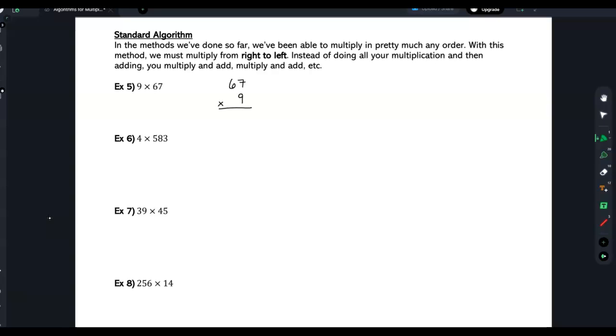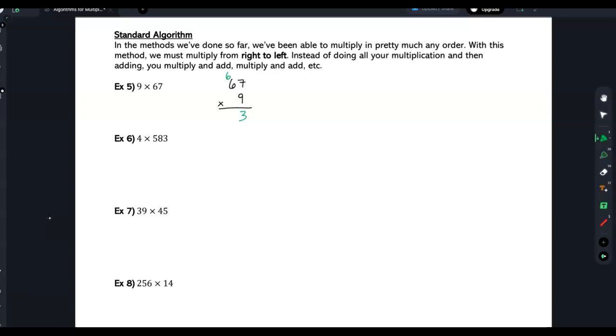What we're doing with the standard algorithm is we're combining those steps. So it can be a little challenging at first, but it's actually more efficient. Instead of doing all the multiplication and then doing our addition and regrouping, we're going to do our addition and regrouping along the way, right? So when I say 7 times 9 is 63, what I'm going to do is say, well, that's 6 in the tens place. I'm going to regroup that over here. And then that's 3 left over in the ones place. So 7 times 9 or 9 times 7 is 63. Regroup the 6. Then I'm going to go ahead and do the next multiplication.